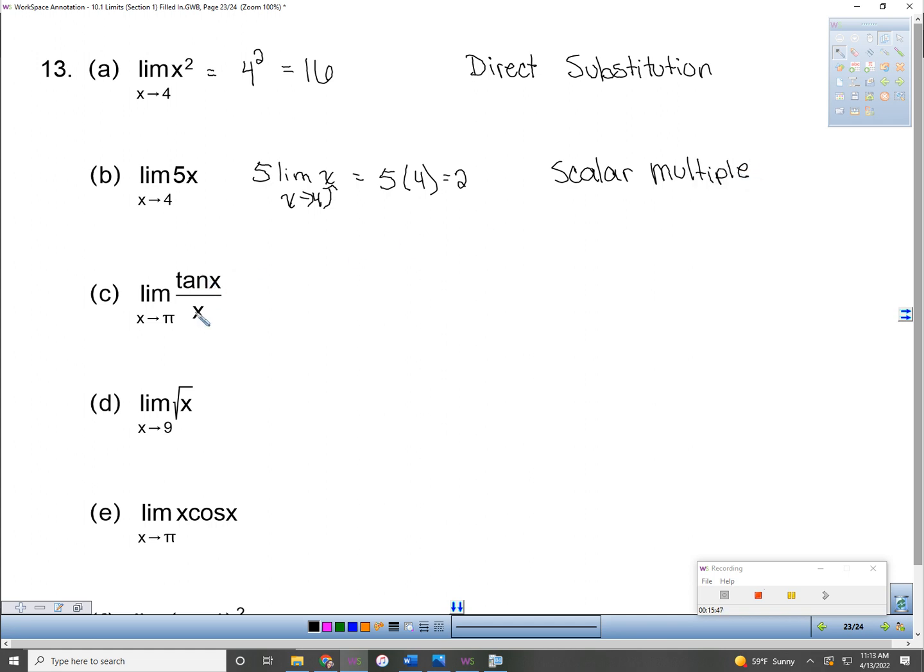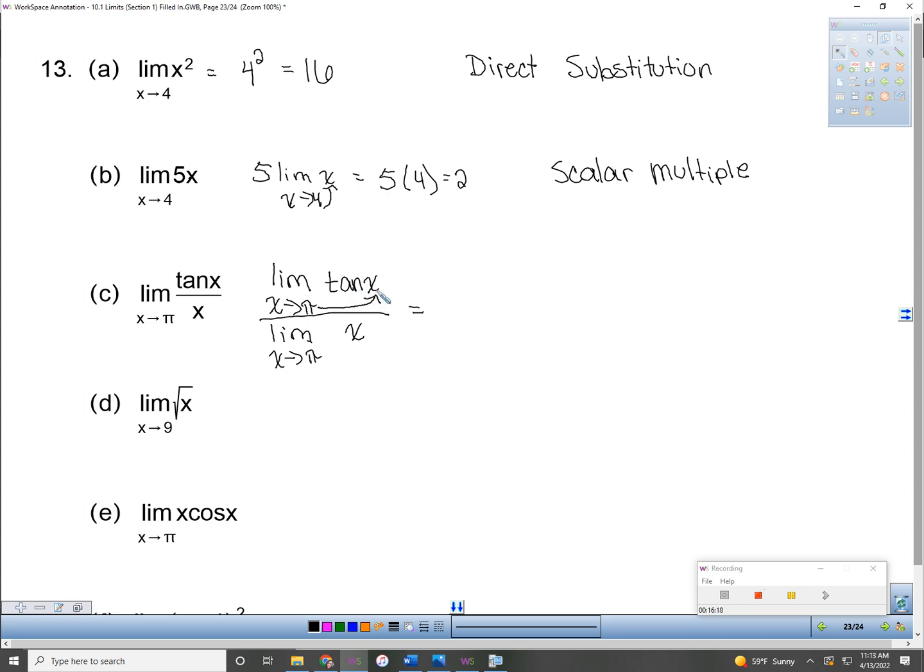All right, here we have a quotient, so we're going to use the quotient rule. The quotient rule says that you can take the limit of the top and divide it by the limit of the bottom. So if I took the limit as x approaches pi of tangent x, and I divide that by the limit as x approaches pi of x, then this is what I get. All I have to do is take that pi and plug it in right here.